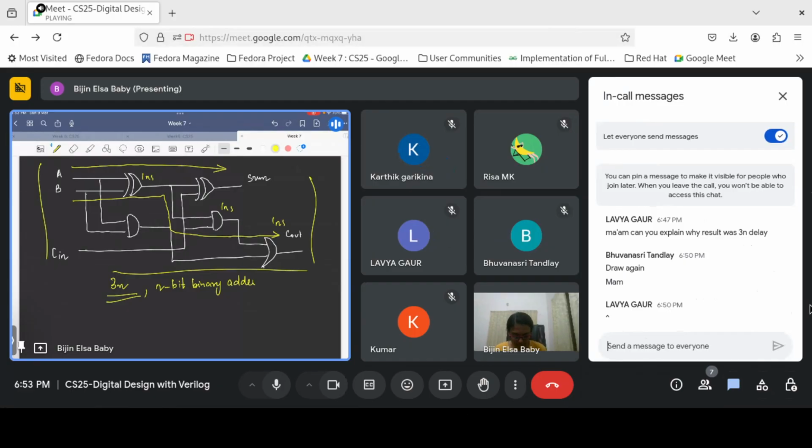So if it is 16 bits, then it is 3 into 16, 48 nanoseconds. If it is 64, then 192 nanoseconds. So here the delay is high. So this is not a very fast adder. So we are going to design the carry lookahead adder.